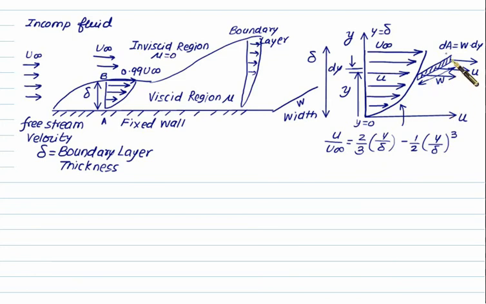So we have area equal to w multiplied by dy, and the velocity is expressed as u upon u infinity equal to 2 by 3 y by delta minus 1 by 2 (y by delta) cubed. Once we know this equation, then we can calculate the discharge through the section A to B, whose height is equal to delta.